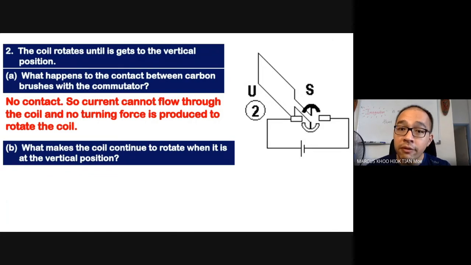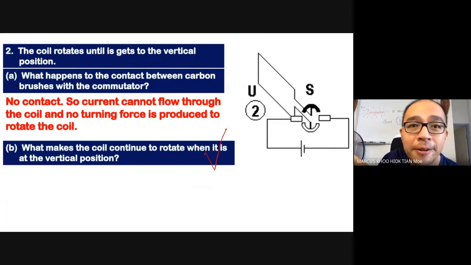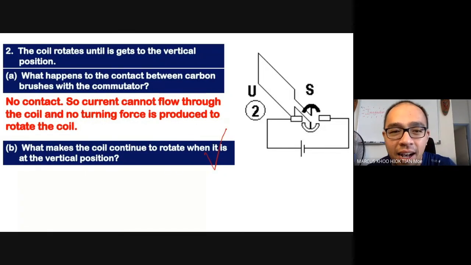So this is a very important question for us, you know. What makes the coil continue to rotate? What do you think? What causes the coil to continue to rotate? It has to continue to rotate, otherwise the fan won't work. If there's no current flow, there's no force. So why does it continue rotating? Okay, this is the clue that is very important.